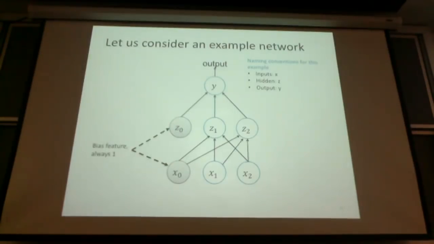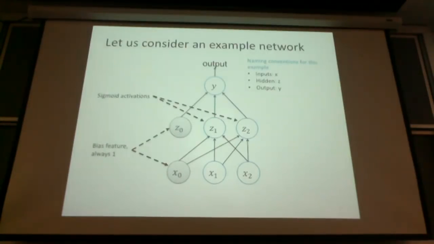I'm assuming that we always have a bias feature for every node in the network. It has one input that corresponds to the bias feature. Just for consistency, I'm giving it a letter, but Z0 is always 1 and X0 is always 1. Just to make the notation consistent, I'm giving it a letter name. But to remind you that it's a bias, I've shaded that node gray.